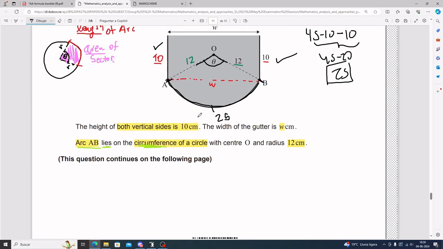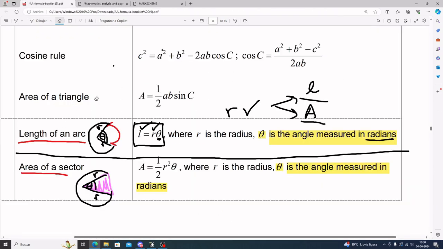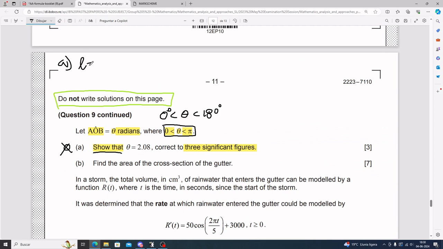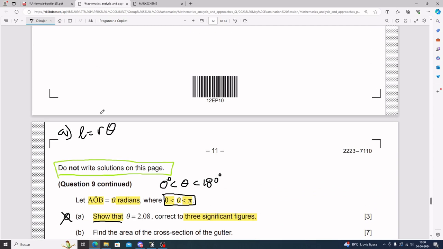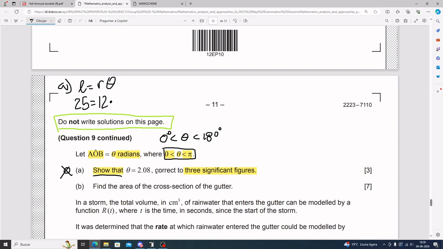Okay, and so now for part A, it's much more friendly because you can plug in the formula for length of an arc. Length of an arc is L equals R theta. From here you can plug in 25, which is the length of the arc, equals 12 times your 2.08. Now technically, we need to show that theta is 2.08, so plugging it in right now is a little bit off. We also need to show that it's correct to three significant figures, so you also need the original number. For now, I'm just going to leave it as theta because we still need to prove it.